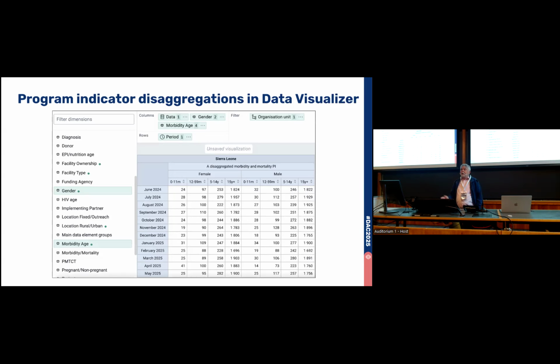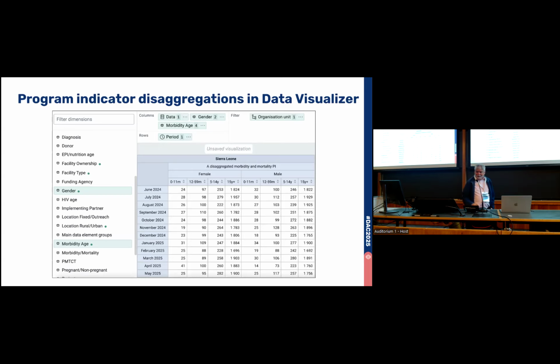Also, as you'll see in a moment in the demo, you can see a disaggregation in the data visualizer now with a program. Suddenly a program will have, in this case, gender and morbidity age as disaggregated dimensions that you can see. So on to the demo.